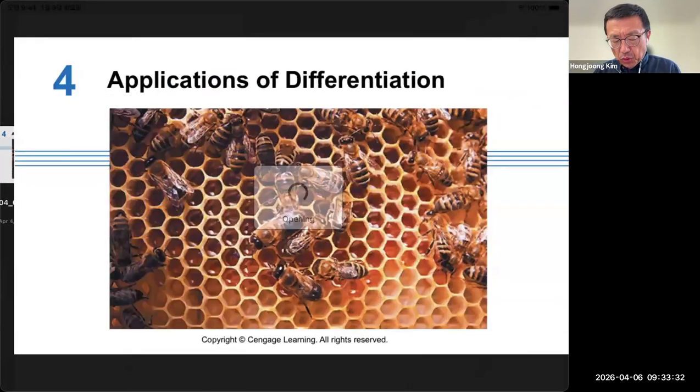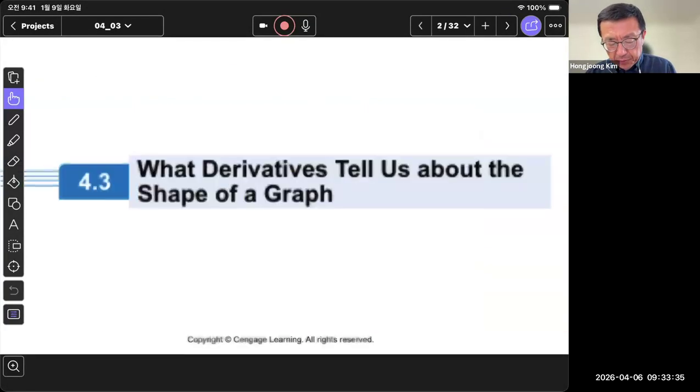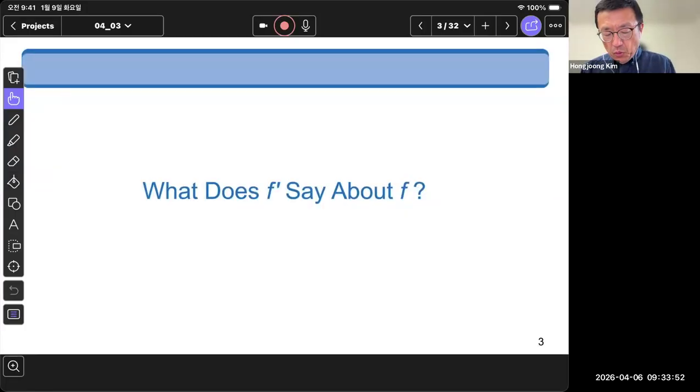Okay. Now let's go to the next one. Now, we want to consider the meaning of the derivatives in terms of the graph. So what does f prime say about f? Here we want to focus on the graph. So in this section, the question is, what does f prime say about the graph of f or a certain pattern of f?